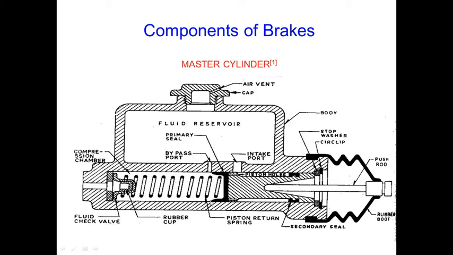This chamber is known as the compression chamber. This is the rubber cap, fluid check valve. This ensures that the fluid passes in only one direction. Sorry, I want to say that this is the fluid check valve. While applying the compression, this opens and allows the fluid to move in the forward direction. While in return, the fluid comes back through the check valve. This is the bypass port. This is the intake port. We'll see how it works.